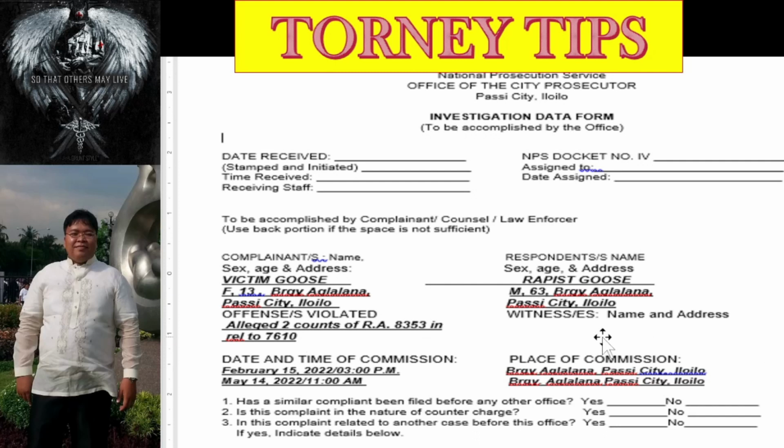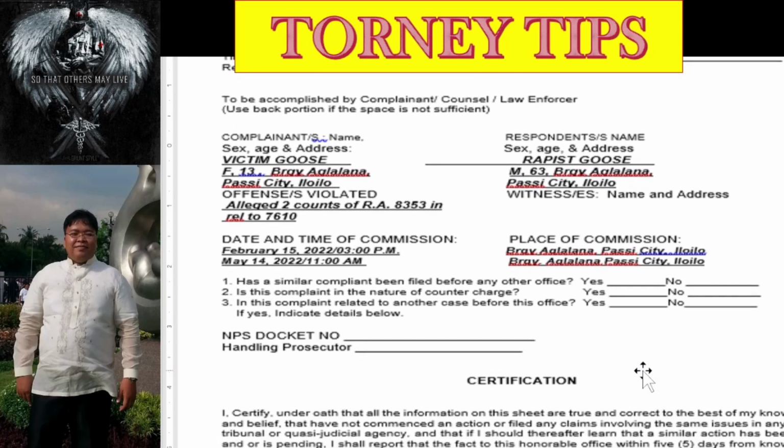Second is the offense violated, the charge against the accused or the respondent. You can also include the names of your witnesses and also the dates and times of commission. When did this happen? What date did the incident happen? What time did the incident happen? And where is the place of commission of this offense? This is necessary to show initially the jurisdiction of the case, or whether or not it is within the jurisdiction of the Office of the City Prosecutor.